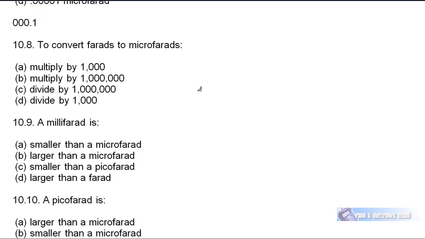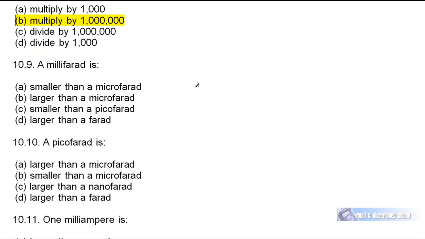Question 10.8. To convert farads to microfarads, well, if there are 1,000,000 microfarads in a farad, so you would multiply farads by 1,000,000 to get microfarads. Farads multiplied by 1,000,000 gives you microfarads.